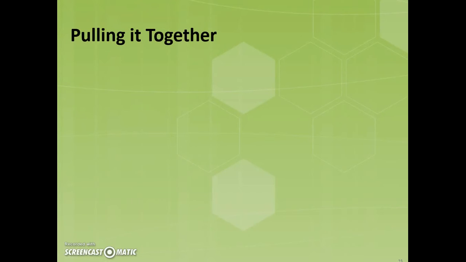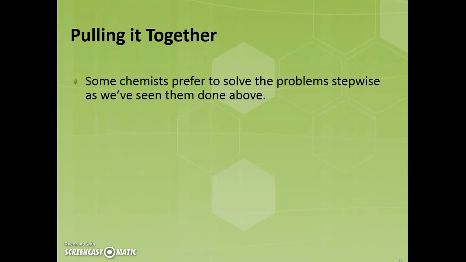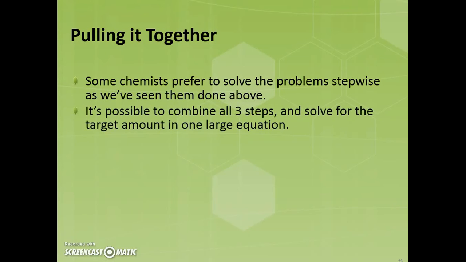Okay, so we have the tools that we need, but many chemists prefer to do this rather than doing it stepwise. Many prefer to actually combine all 3 steps and solve for this target amount in one large equation. So we're going to cover that briefly here. If you think about it, it's the exact same process. And I'm going to try to illustrate that by showing the slingshot one more time.